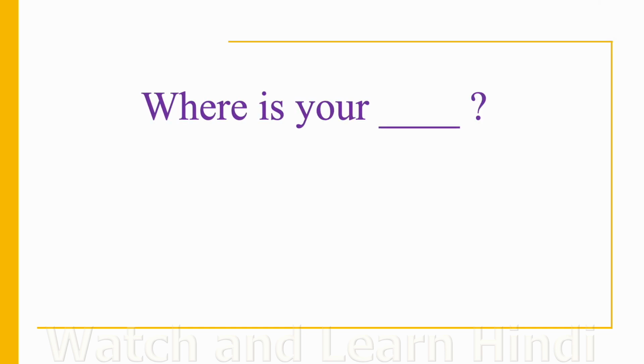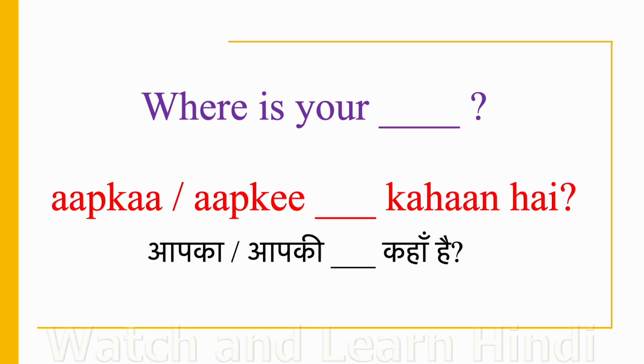In English, when we are asking this question, it is where is your and then name of the object or the thing that you want to ask about. As I said before, sentence construction in Hindi is slightly different. So, when we ask the same question in Hindi, it will be aapka or aapki, depending on the gender, name of the thing or object, kahan, hai. So, the sentence construction is more like your, name of the thing, where, is.